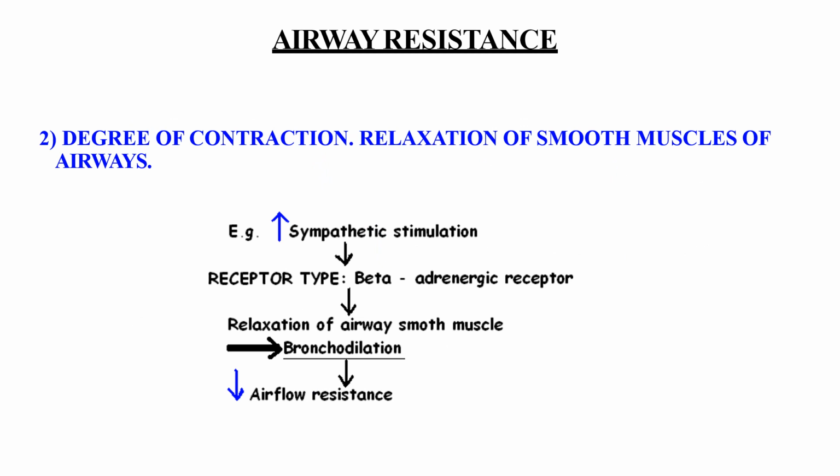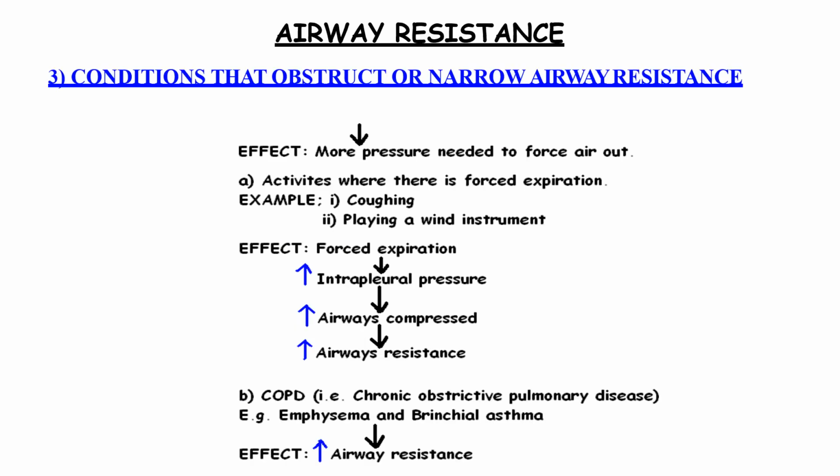Degree of contraction, that is relaxation of smooth muscle of airways. When the sympathetic stimulation increases, the beta adrenergic receptors act, relaxation of airway smooth muscle occurs, which leads to bronchodilation, and therefore the airflow resistance decreases. Conditions that obstruct or narrow the airway increase resistance. The more pressure is needed to force air out.